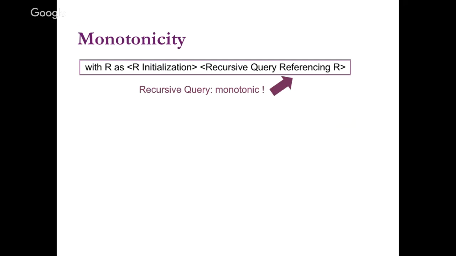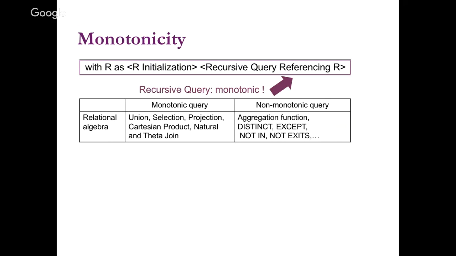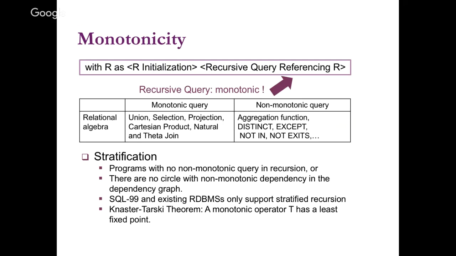SQL also has restrictions on the monotonicity in the recursive part. A monotonic query is one where, when new tuples are added into the database, the result relation does not lose any tuple. Here, the five basic relational algebra operations and the theta join are monotonic, while queries involving aggregation and value updating are non-monotonic. In computational theory, programs with no non-monotonic query in recursion are called stratified programs.